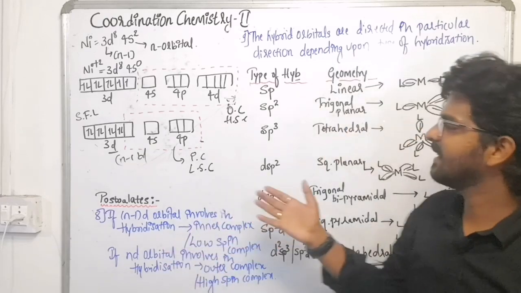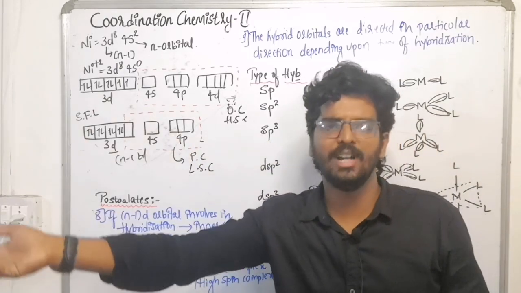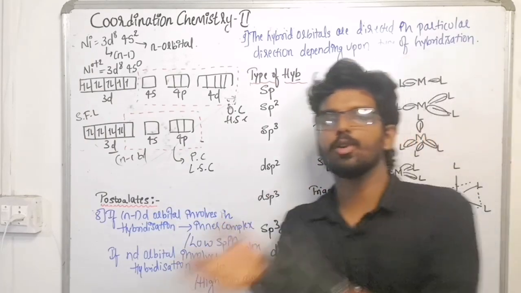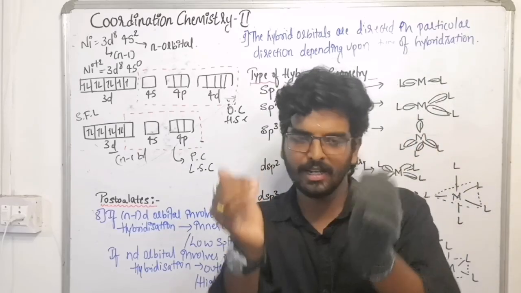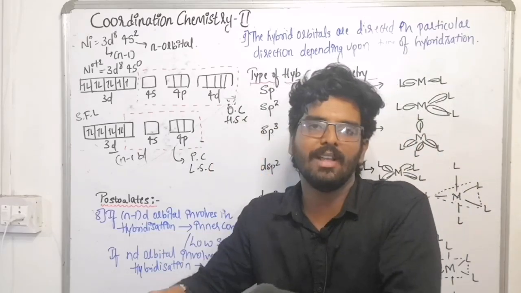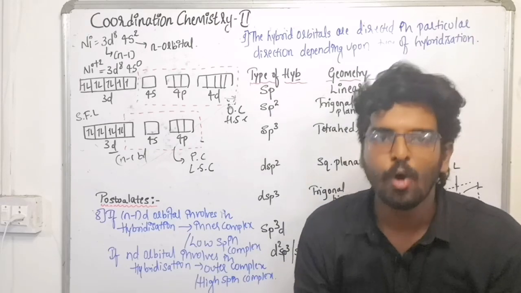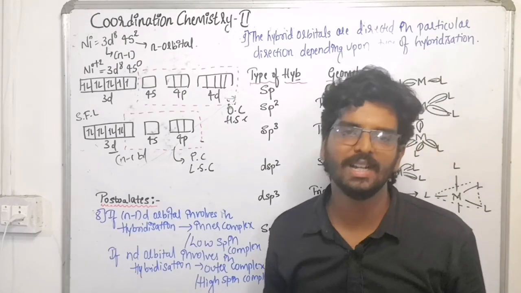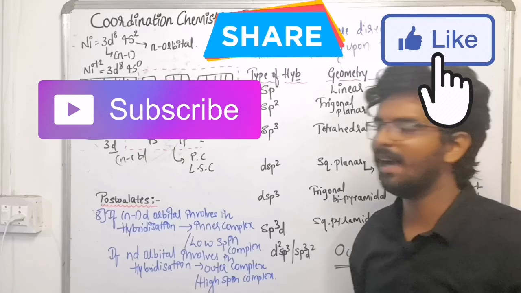For your exam, they may ask you to write the VBT, that is valence bond theory, postulates for about 5 marks. You need to write all these 8 postulates, or they will give the complex and ask us to apply the VBT and figure out the results, like what type of hybridization it is, what type of magnetic property it has, and what type of geometry it has, with the help of these postulates. So it is a very important thing, and please try to watch part 2 also.